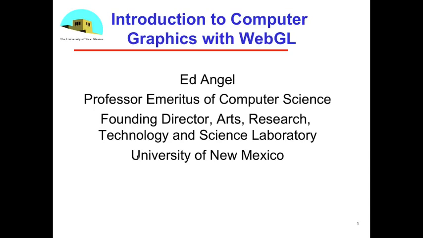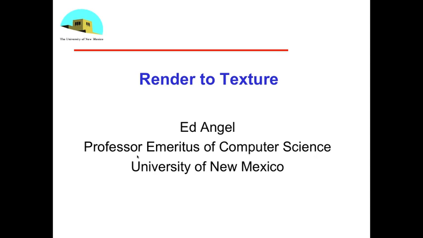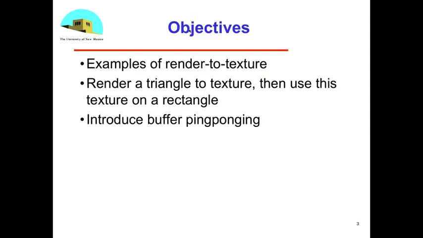Okay, let's start with a very simple example of rendering to texture where it's going to be very static. We're just going to render a triangle into a texture. Then we're going to use that texture and paste it onto a rectangle. So it's about as simple an example as I can do, but the steps are going to be the same as the more complex examples I'll show you in the next couple of lectures.